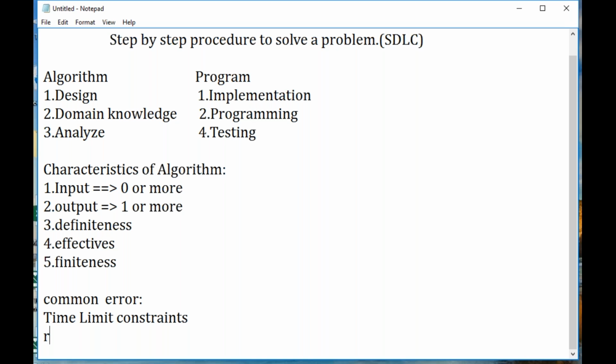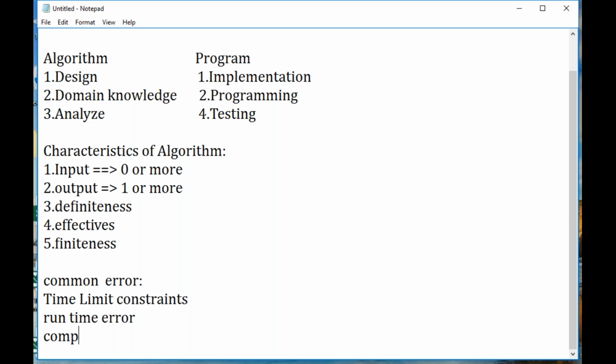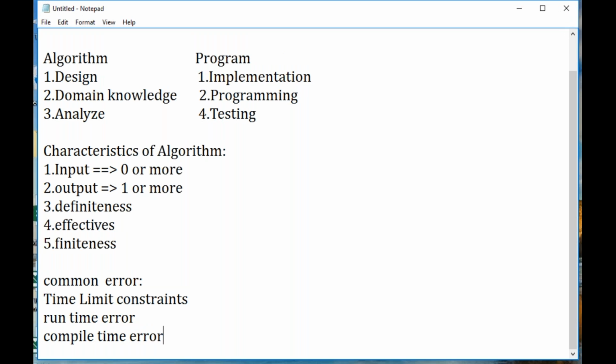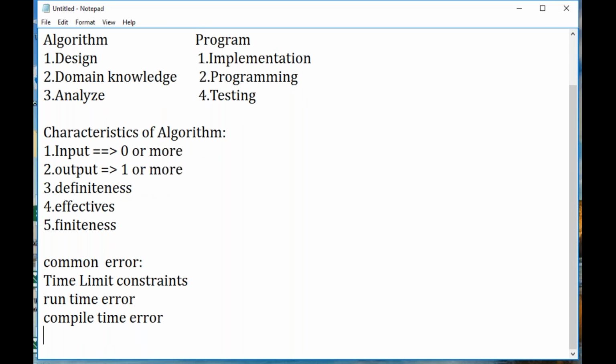Apart from those, you'll have runtime error, you might have compile time error. Then what other types of errors will be there? Runtime error, compile time error, then what else will you be getting? Stack overflow. If at all you are using recursion, a stack overflow error will be there whenever it is going infinitely. This is mainly for your recursion programs.